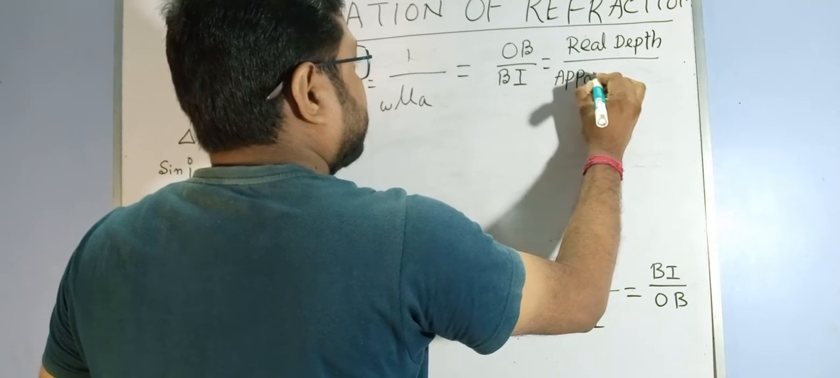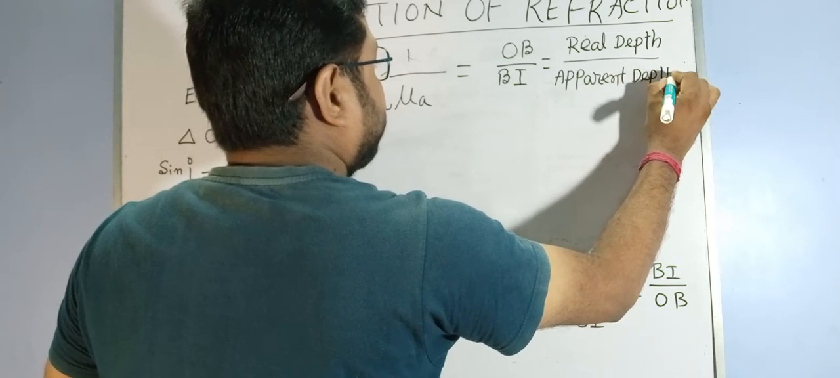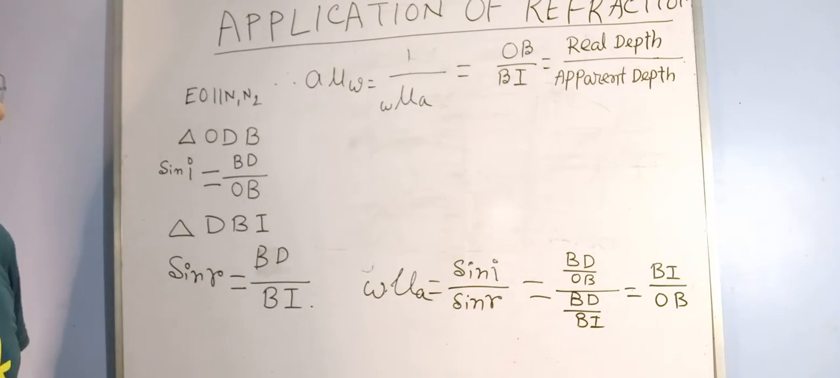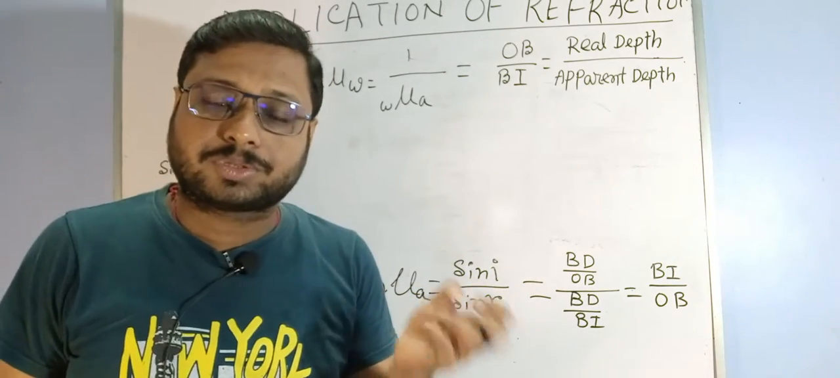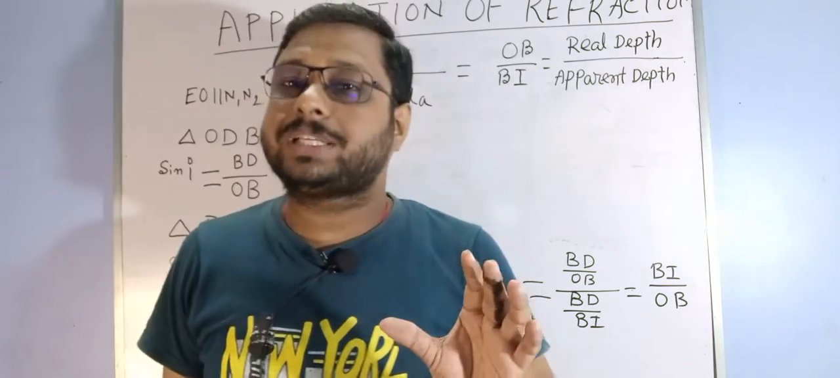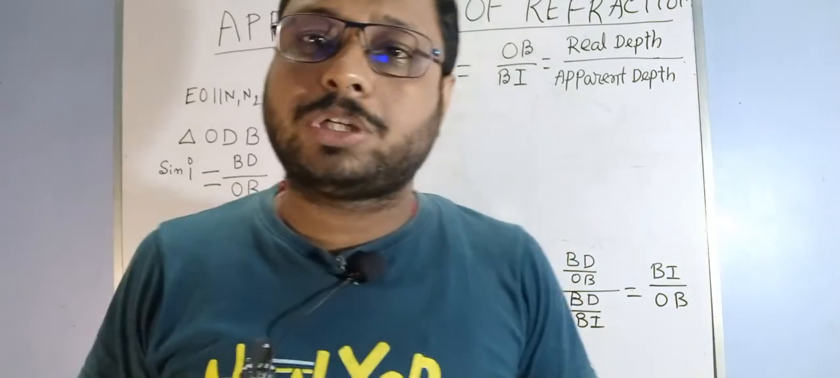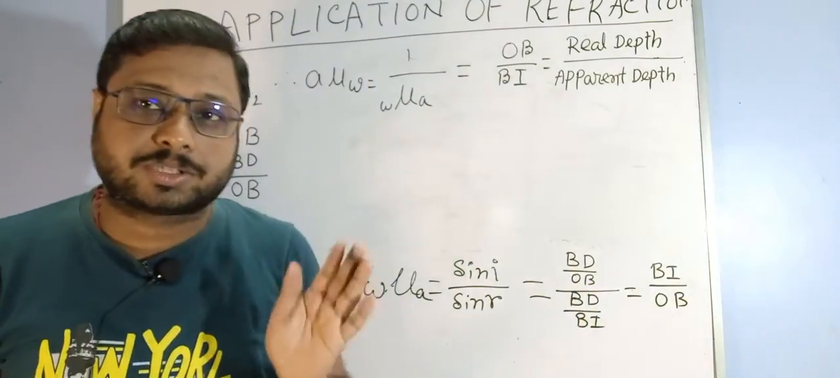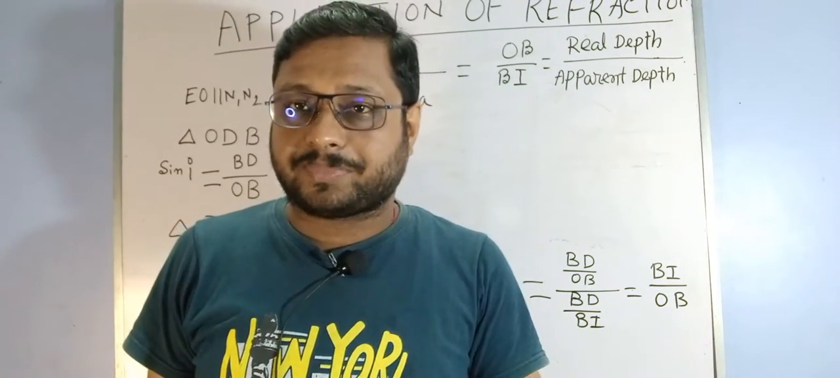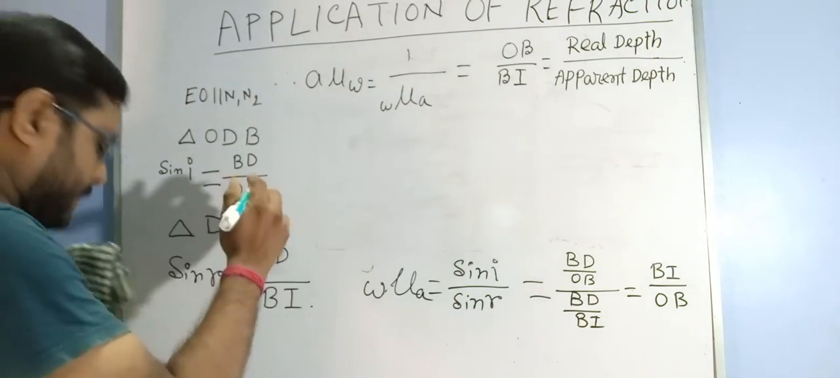What is apparent depth? The depth which is not actual but appears to be. जिसको देख के लगता है कि वो वहाँ पर है, उसको लगता है apparent depth. That is the virtual image: the perpendicular distance of the virtual image from the refracting surface is called apparent depth, and the position of the object from the refracting surface is called real depth.